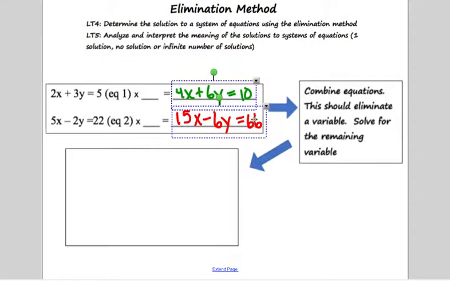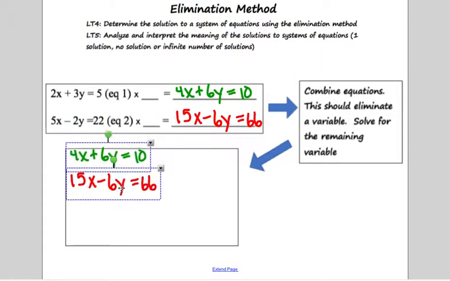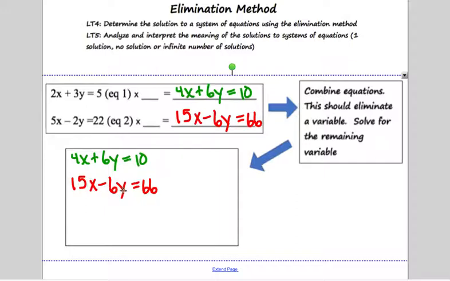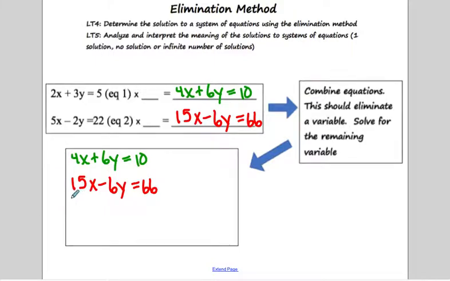Down here, we're going to combine equations. We can add the same thing to both sides. 15x minus 6y is the same thing as 66. So if I add 15x minus 6y to the left-hand side, I need to add something to the right-hand side that is equal to that. Well, 66 is equal to that. Our next step is to combine our equations by adding them together. We're going to add our two equations together, so 4 plus 15 gives us 19x.